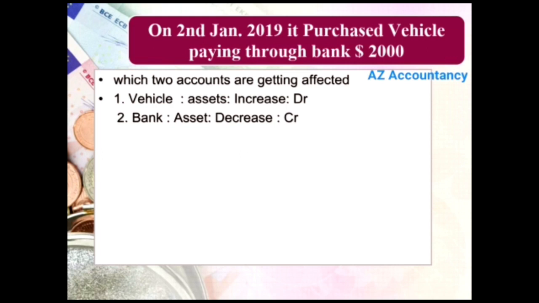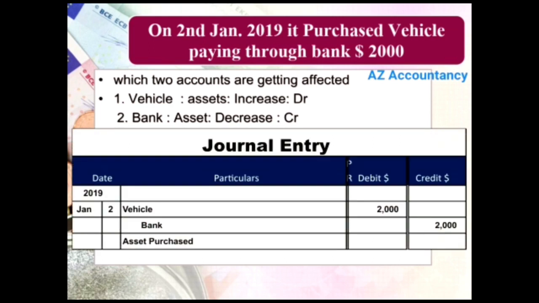So now let's see what is happening here. 2 accounts we got identified, vehicle account and bank account. Vehicle belongs to asset, bank belongs to asset. One asset is increasing, second asset is decreasing. Let's see how it is recorded in the journal entry. First, vehicle is debited, bank is credited according to rules.